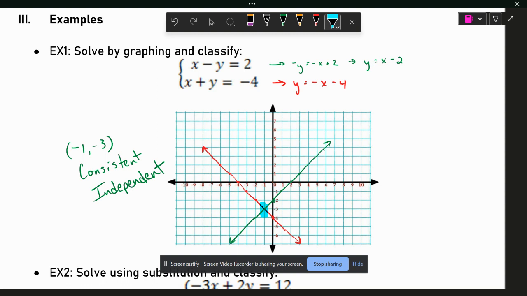So in this case, you get the intersection at (-1, -3), and we would classify that as consistent independent. Questions at all on example number one, how to graph?